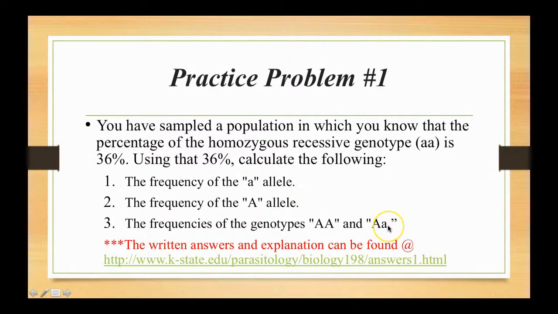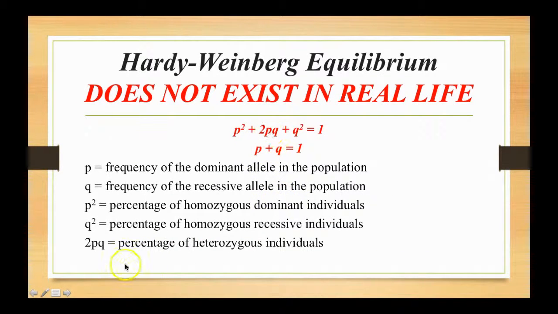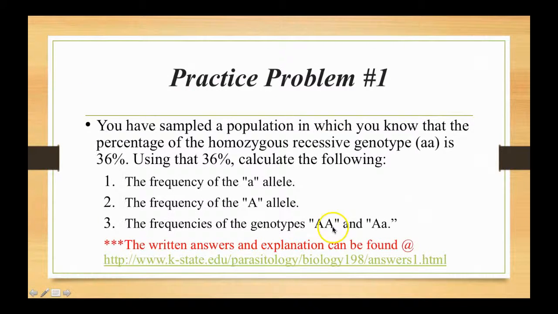And big A small a, which is 2pq, the percentage of heterozygous individuals: 2 times 0.4 times 0.6, the one we got from number 1, gives you 0.48, so 48%. So that's about it for number 1. Pretty straightforward. And like I said, if you need clearer explanations, please check out the website on the bottom of the slide.